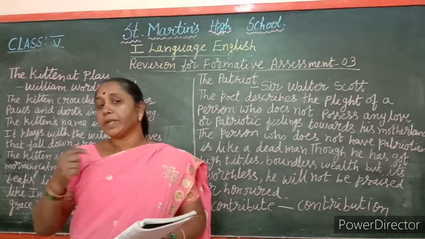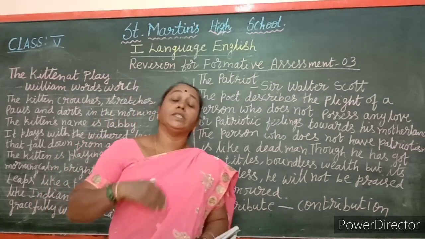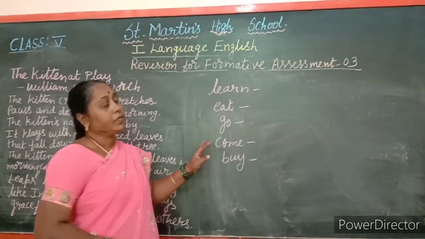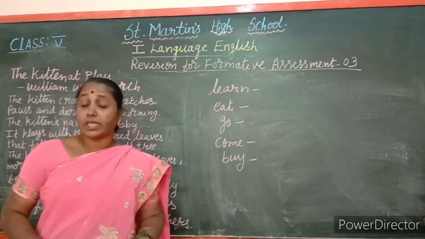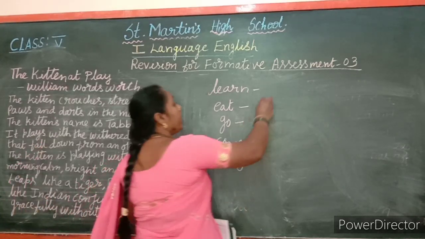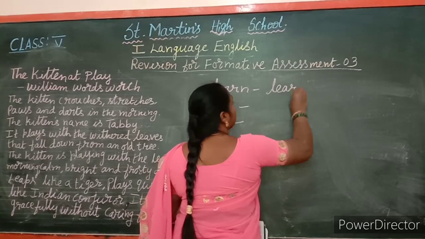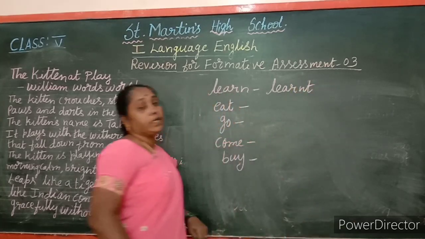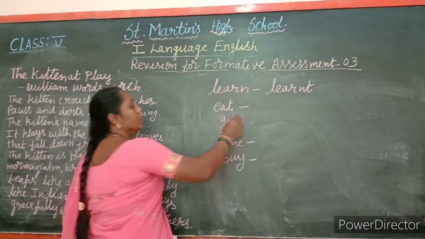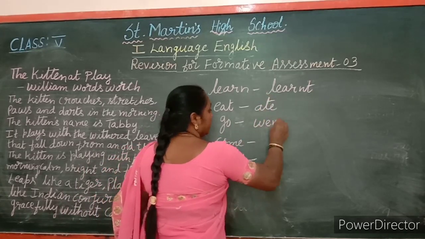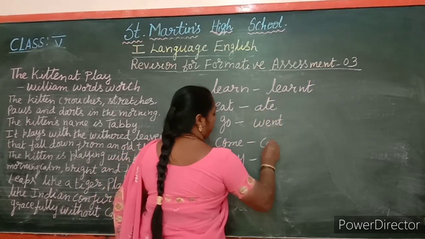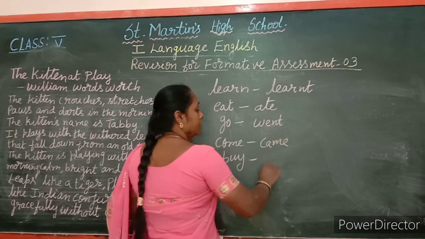These verbs are in present tense. You have to change these verbs into past tense. Let's look here at these words, children. Learn. I have to change this learn. It is in present form. To make it as past form, we have to use learned. That is T. Eat, ate. Go, went. Come, came. Buy, bought.